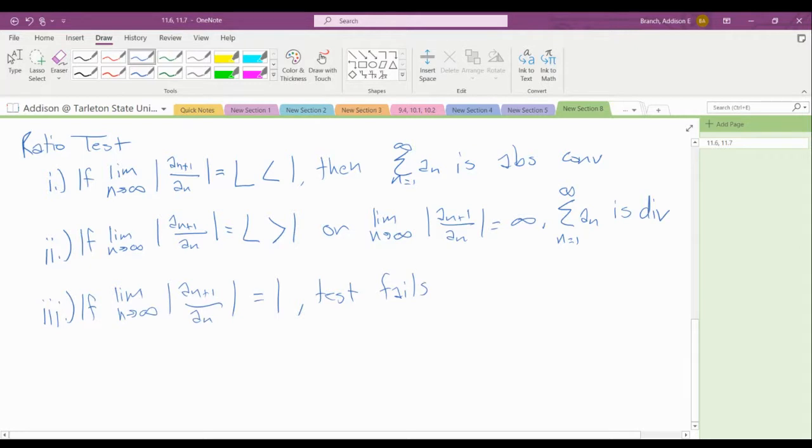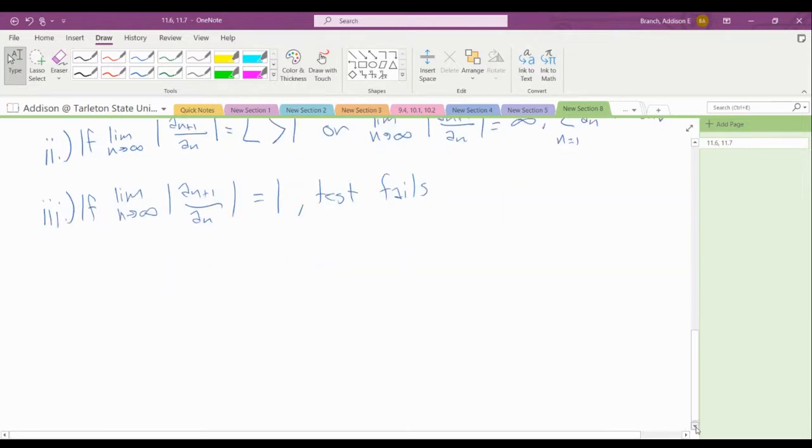If you do end up in a situation where you get 1, in that scenario, what you would have to do is go ahead and say, okay, this one didn't work. Let me see if there's something else I can do. So we're going to go ahead and move on and do a few examples with our ratio test.